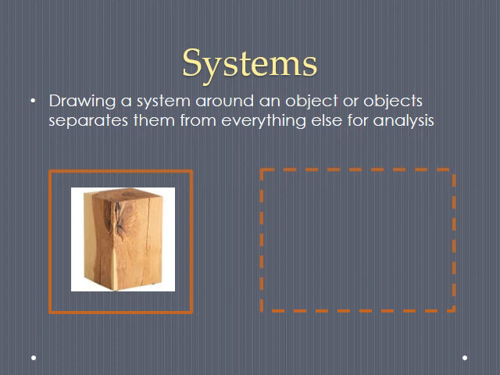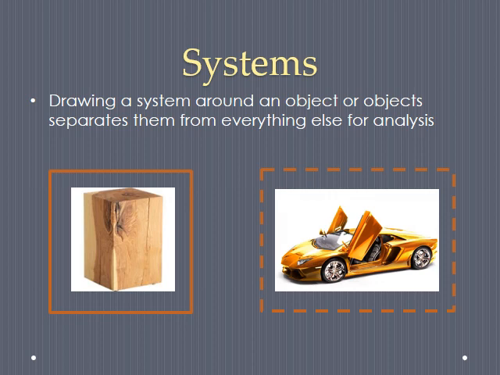We draw boxes around things to indicate that they are part of a system, and we can draw a box around something simple like this block of wood, or around something more complex like this sports car. Everything included in the system is inside the box. One thing you'll notice here is that we can draw boxes with a solid line or a dashed line, and that tells us something else about that system.